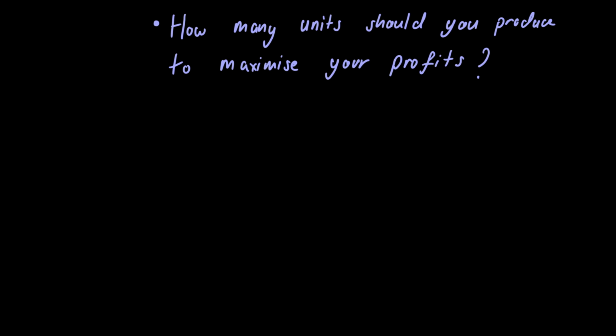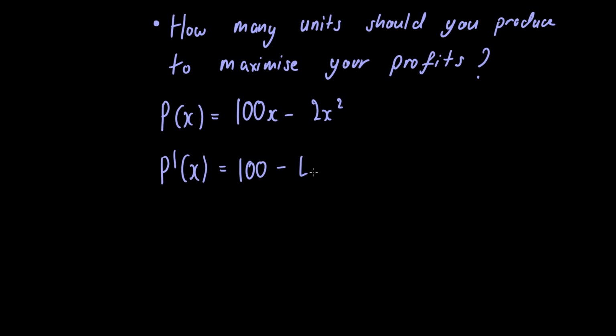To solve this optimization problem, we need to find a value of x that maximizes the profit function P(x). Let me just write it here. So we have P(x) = 100x - 2x². The first step is to take the derivative of P(x) with respect to x. So let's do that. So we just have 100 - 4x.